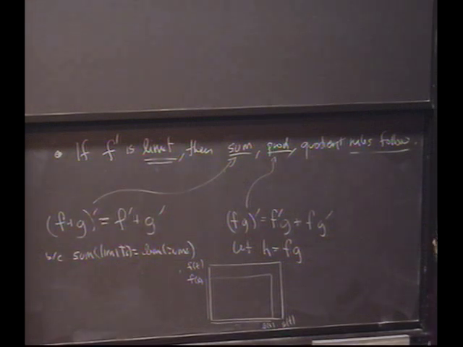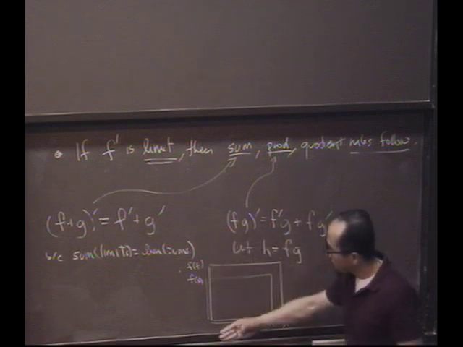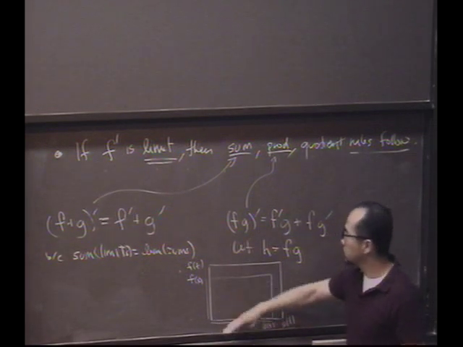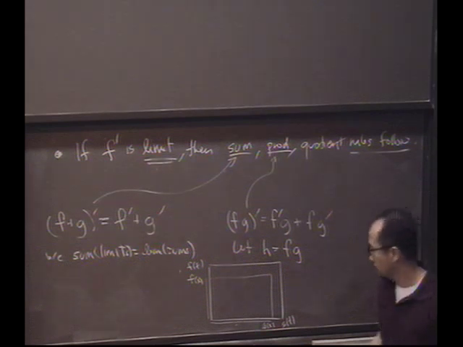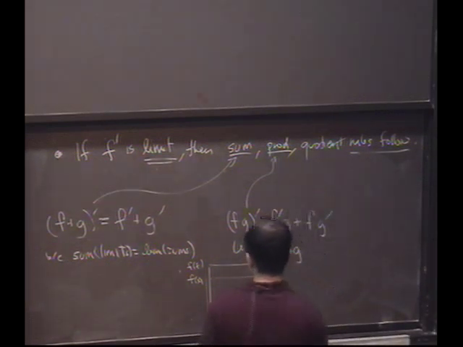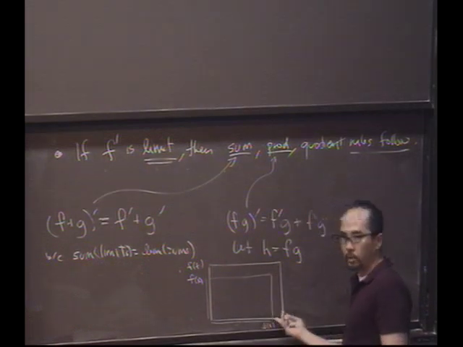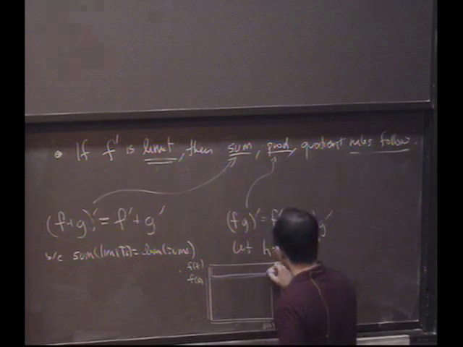So the rate of change of h would be looking at the change in the area of the box with respect to the change in time. But what is the change in the area of the box? Would you agree it's just this region here? The change in the area of the box can be written in terms of two rectangles.